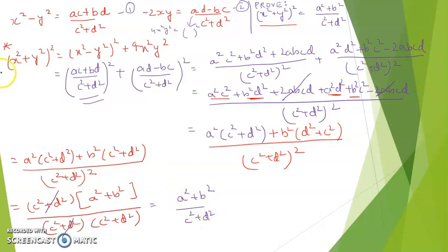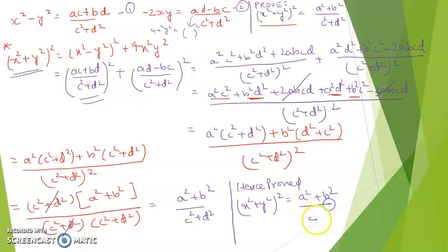Okay, this is equal to what? X square plus y square whole square. This is what we have started. So, hence proved. X square plus y square whole square is equal to a square plus b square upon c square plus d square. Okay, students, so good question.